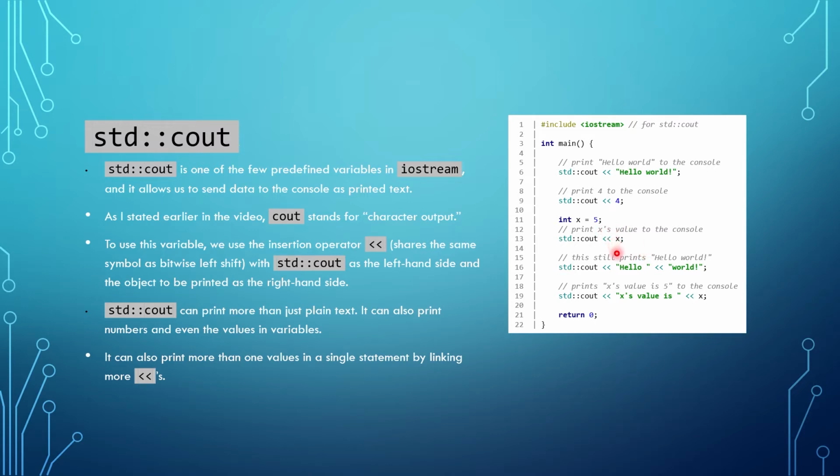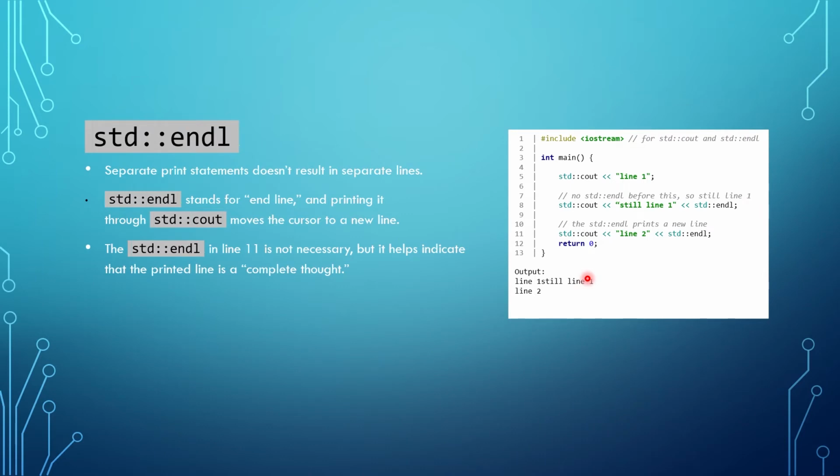This first prints out hello and the world, and when we piece them together, it's hello world. We can also use different types, like over here it prints x's value is 5 because we've initialized x with 5. So separate print statements don't result in separate lines.